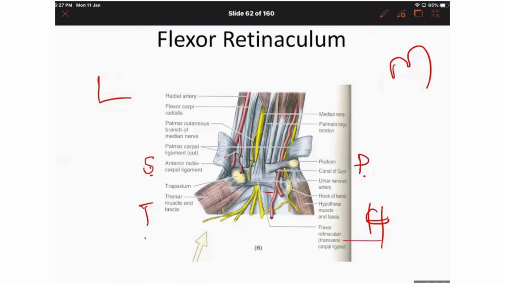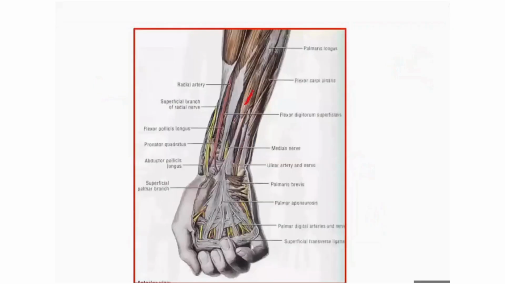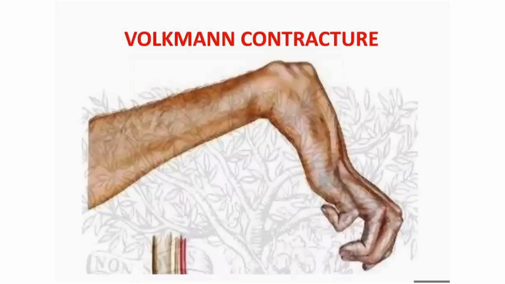This is the flexor retinaculum. This is the palmar aponeurosis. This is the median nerve, which is passing deep to the retinaculum, and the ulnar nerve and ulnar artery, which are superficial. What is this? Palmaris longus, which is forming superficially. What is this aponeurosis? Palmar aponeurosis. The contracture that occurs on the palmar aponeurosis is called Dupuytren's contracture.